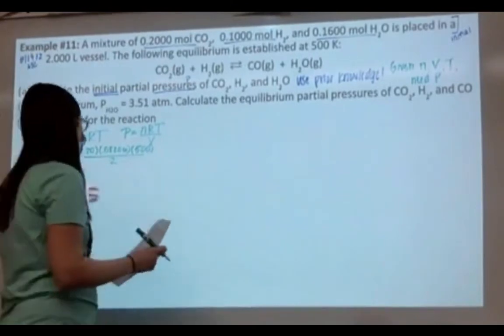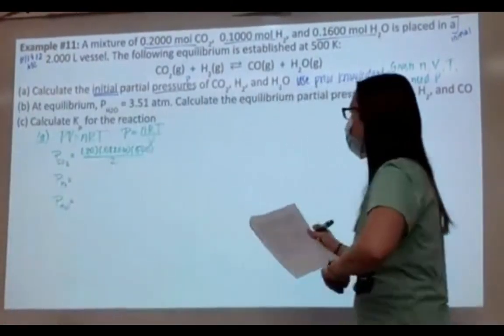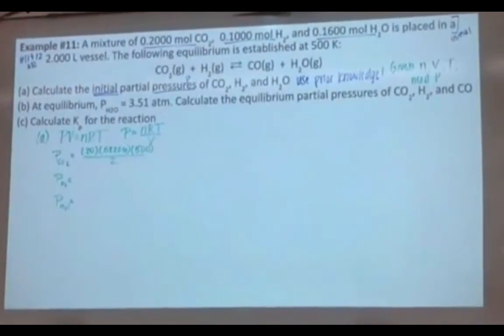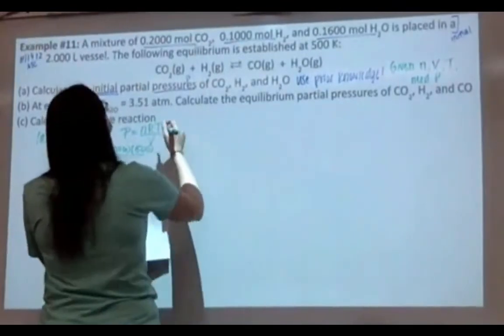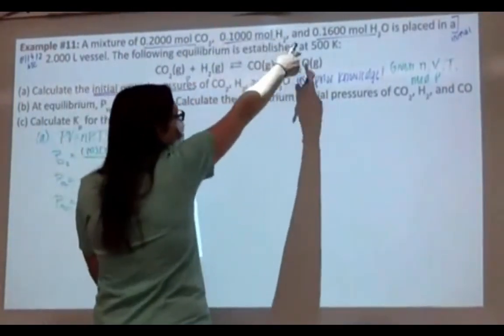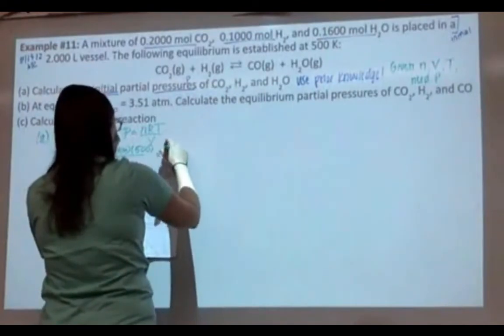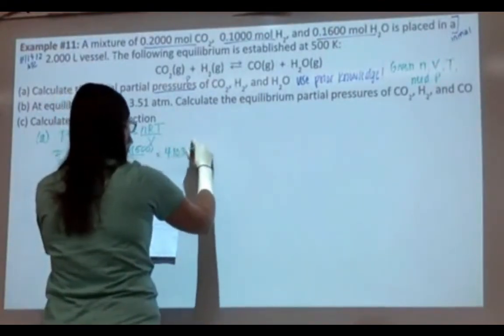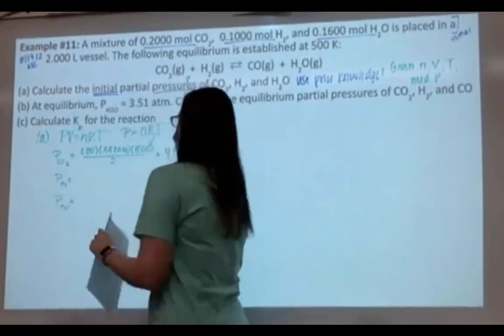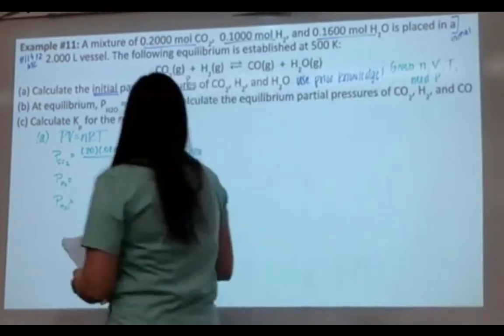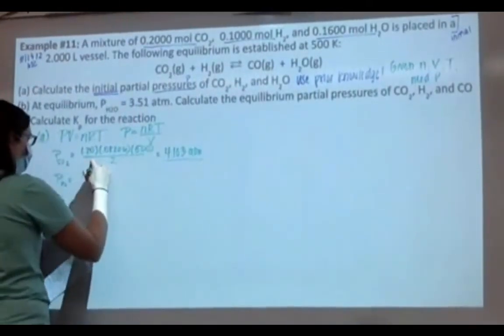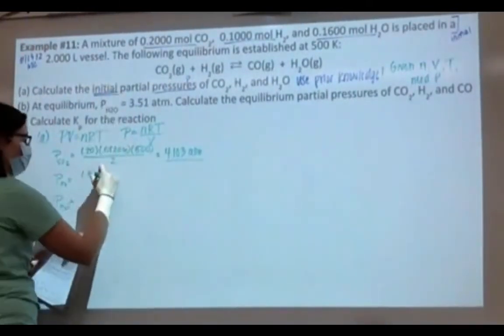So for my calculator, I do 0.2 times 0.08206 times 500. I divide all of that by 2. I'm going to keep it out to 4 sig figs, since that's what my initial information was given in. So the pressure of CO2, the initial pressure of CO2 is 4.103 ATM. So H2, again, the only difference is the number of moles. It's 0.1 moles.